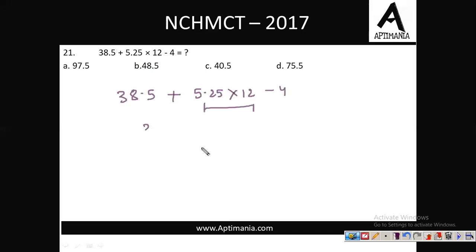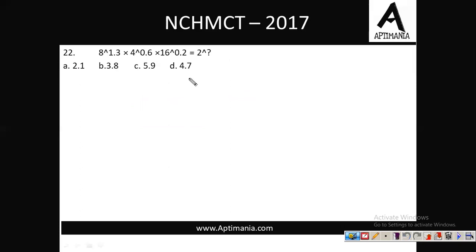So 38.5. Now 5 into 12 is 60, and 0.25 into 12 will be 3. So this will be 63 minus 4. On solving this, we will get the answer to be how much? 97.5. So the correct answer is option A. These were very basic questions. So moving to question number 22.